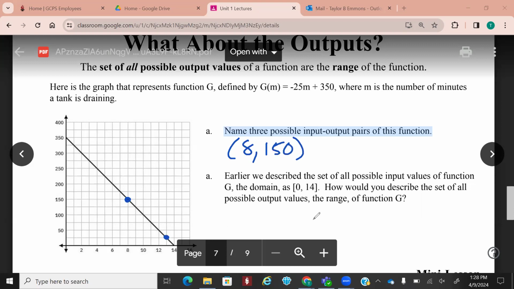This point right here would be 13, 25. And you could pick 3 various ones. There's more than one answer on this. 5, 225.